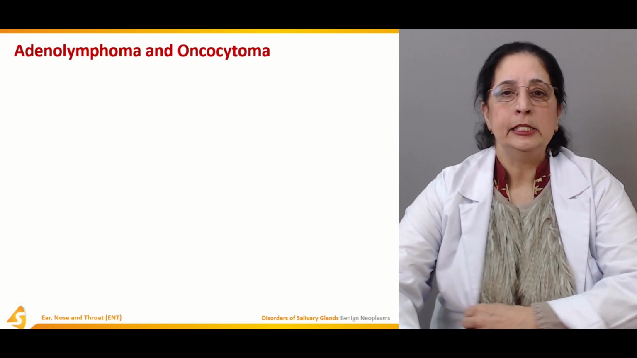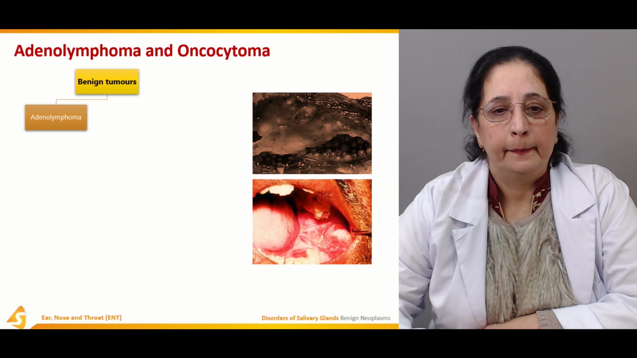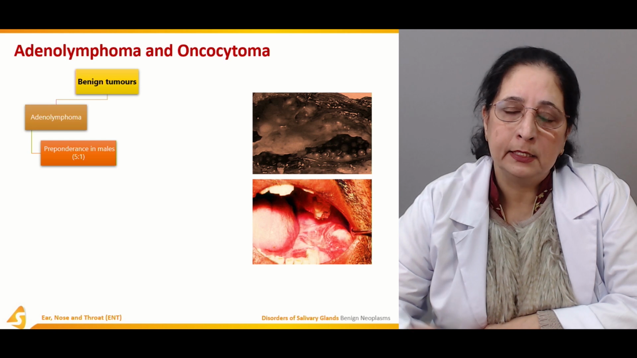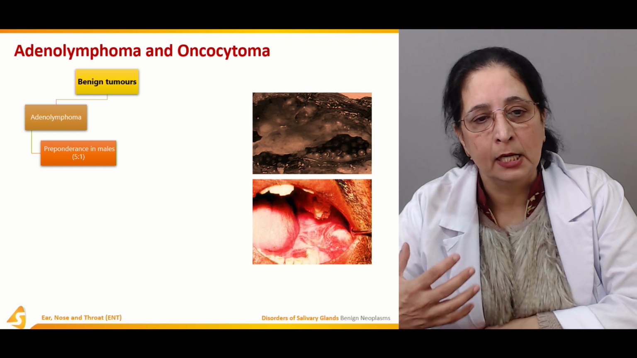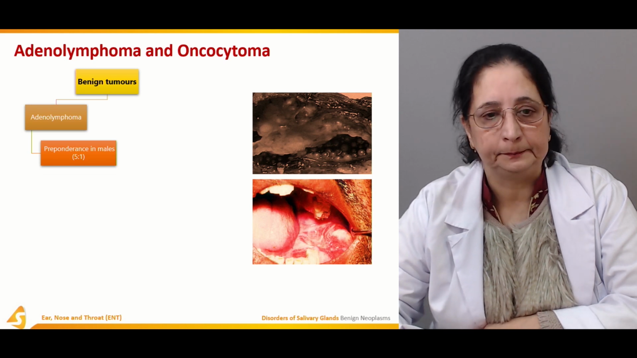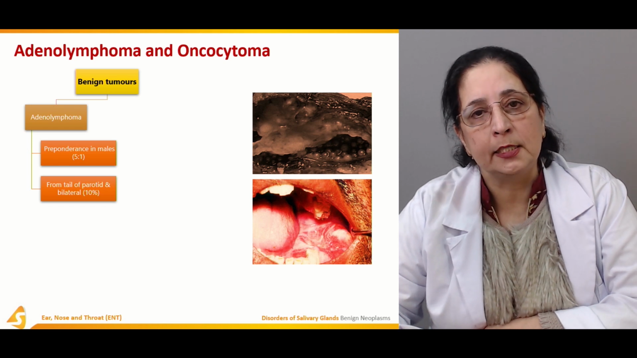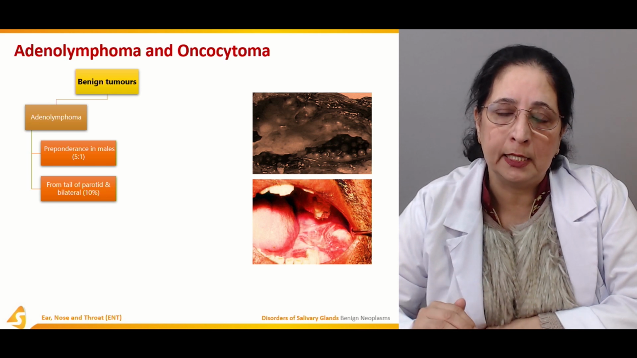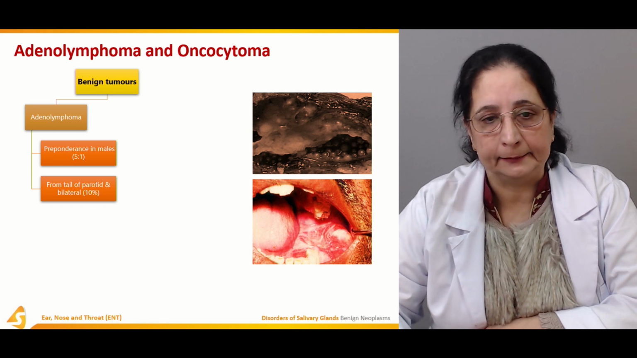Then the other is adenolymphoma and oncocytoma. Adenolymphoma is predominant in males. The ratio is 5:1, so if 5 males are affected, 1 female is affected. So adenolymphoma is more common in males. It develops from the tail of the parotid, and it's bilateral in 10% of the cases. So adenolymphoma is bilateral in 10% and it also develops from the tail of the parotid gland.